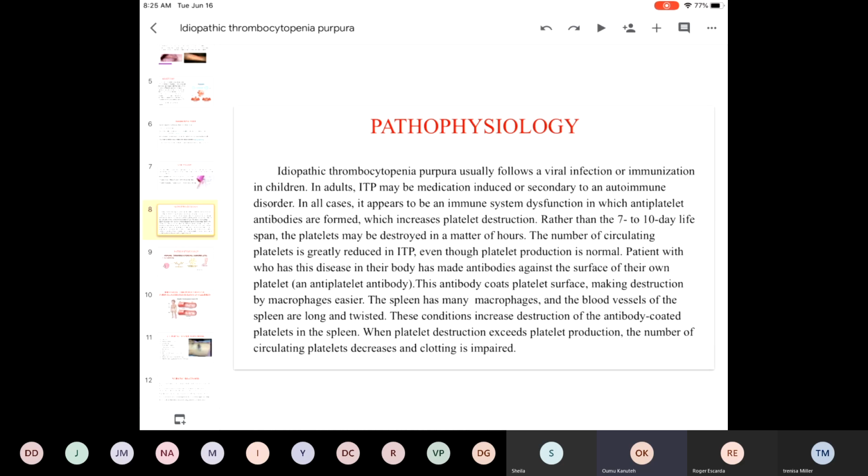Patients who have this disease have made antibodies against the surface of their own platelets, an antiplatelet antibody. This antibody coats the platelet surface, making destruction by macrophages easier. The spleen has many macrophages, and the blood vessels of the spleen are long and twisted. These conditions increase destruction of the antibody-coated platelets in the spleen. When platelet destruction exceeds platelet production, the number of circulating platelets decreases and clotting is impaired.